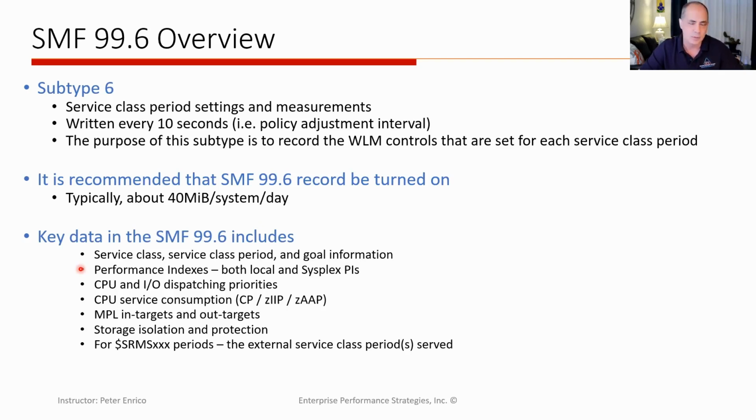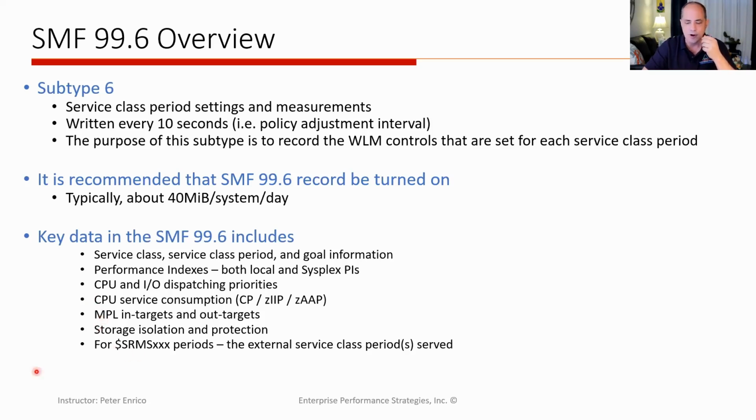And this also gives us what we call the sysplex PI and the local PI. I'm not going to go into that here, but just understand the local PI is how well WLM thinks the work is running on this specific system, where the sysplex PI is how well WLM believes the work is running on the sysplex as a whole. Both interesting measurements. We also get the CPU and IO dispatching priority values, CPU service consumption. So we get the service consumption every 10 seconds. MPL information, storage isolation information.